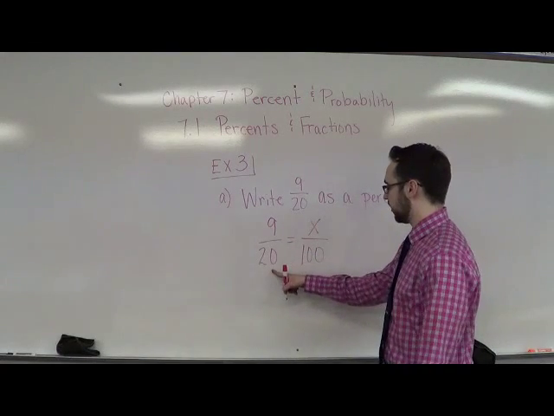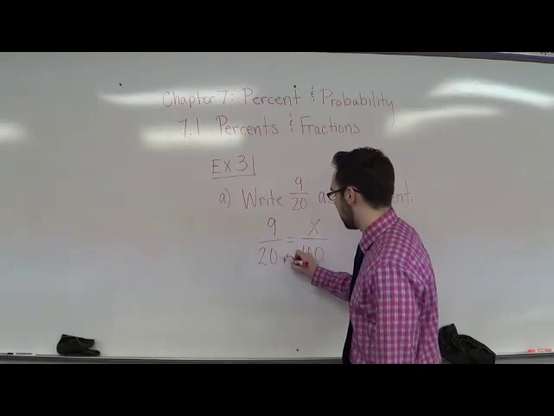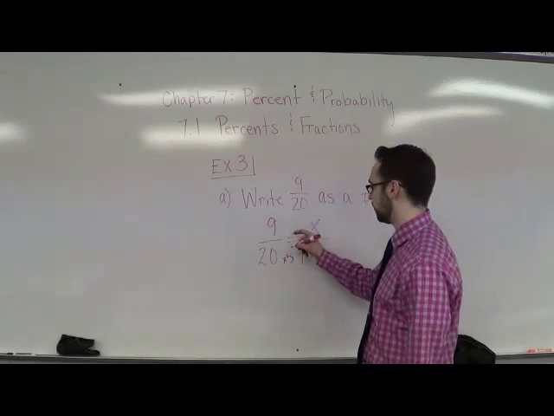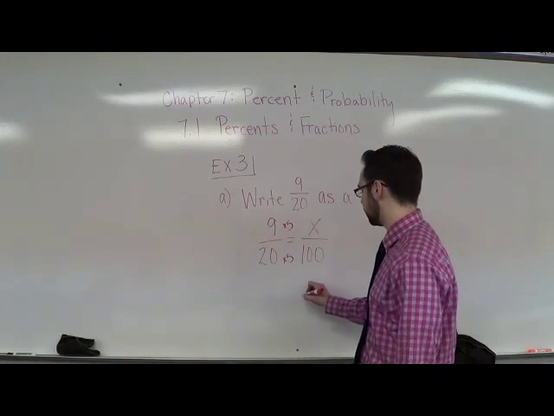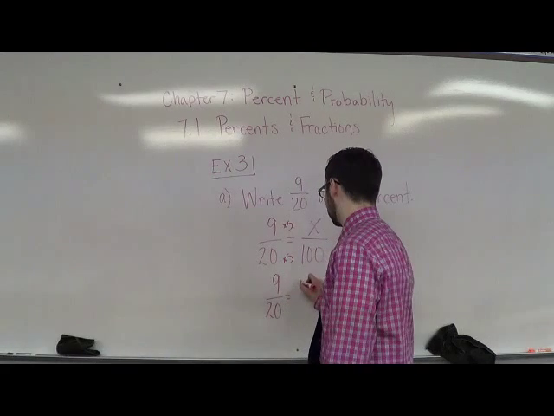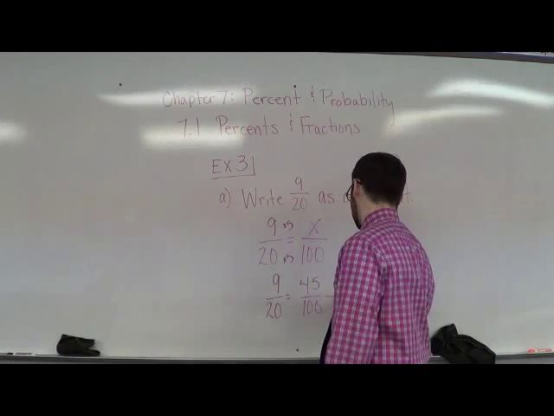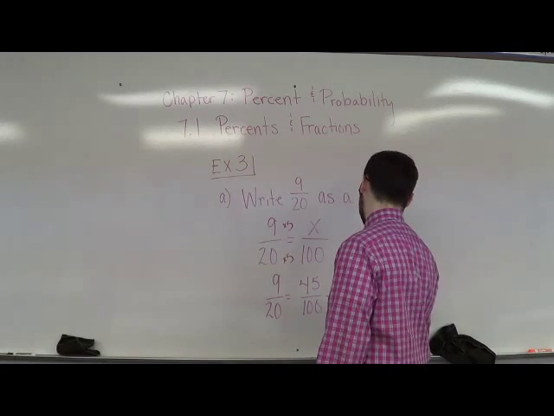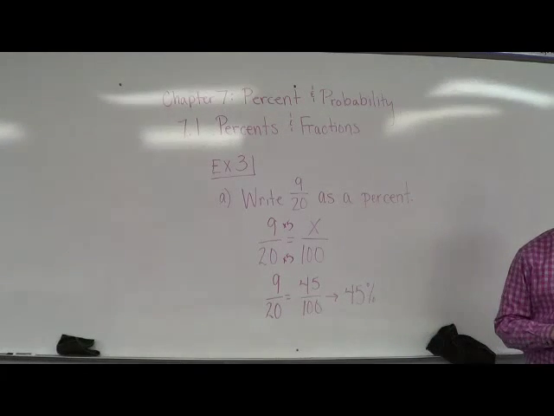So we're looking for 20 times what gives me 100? Well, that's 20 times 5. So if I do this times 5, what do I have to do up here? Times 5. So 9/20 is 45 out of 100, which means it's 45%. So once it's out of 100, whatever's on top, that's your percentage.